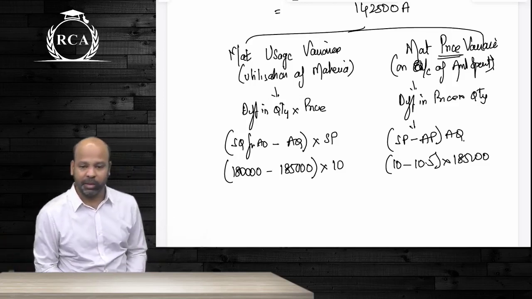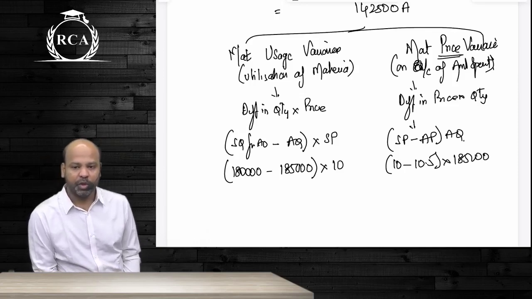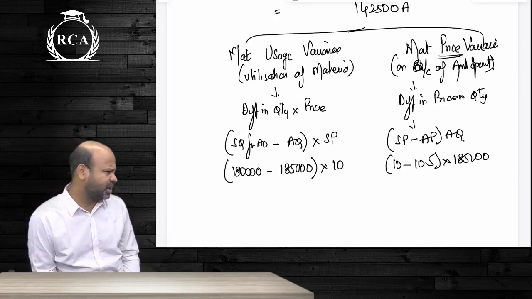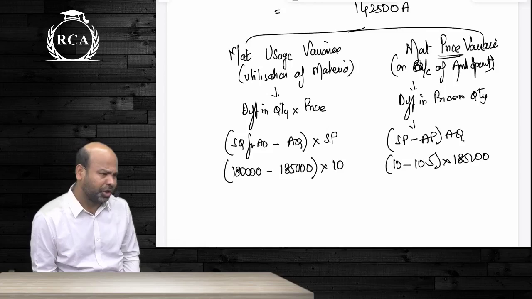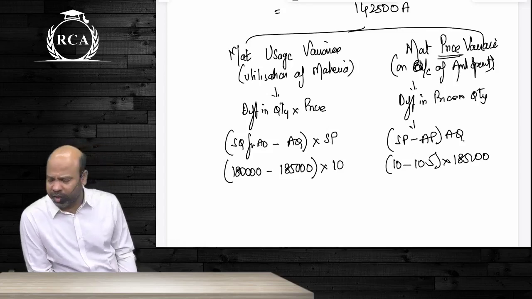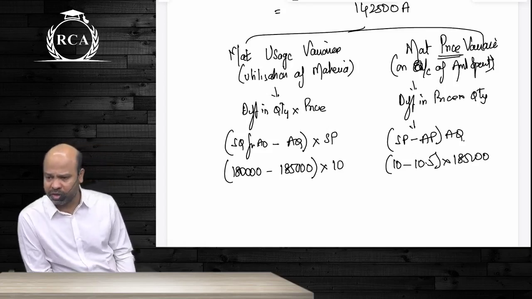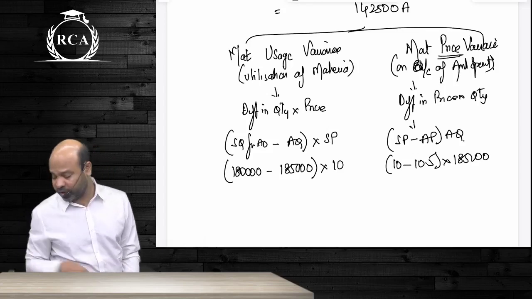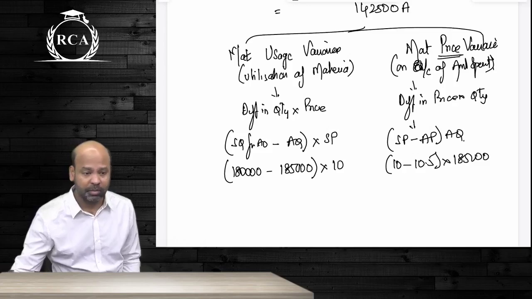What did I tell you? By default, if they give us details of purchases, what will you do? You will take actual quantity purchased into consideration. If details of purchases are not given, obviously it is actual quantity consumed. If they do not give details of purchases, you do not even have to use the words actual quantity consumed, just write AQ. There's no difference between actual quantity consumed and actual quantity purchased.